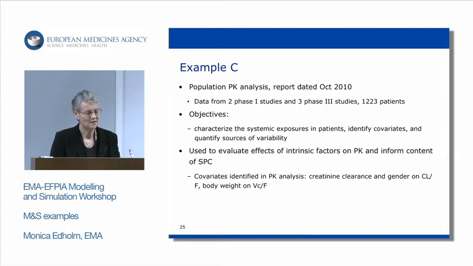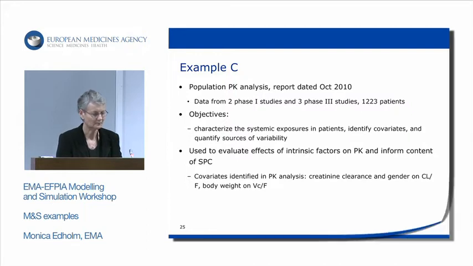And here the objectives were to characterize the systemic exposure in patients, identify covariates, and quantify sources of variability. And this analysis was used to evaluate effects of intrinsic factors on PK and inform the content of the SPC. And covariates identified in this analysis were creatinine clearance and gender on clearance and body weight on volume.